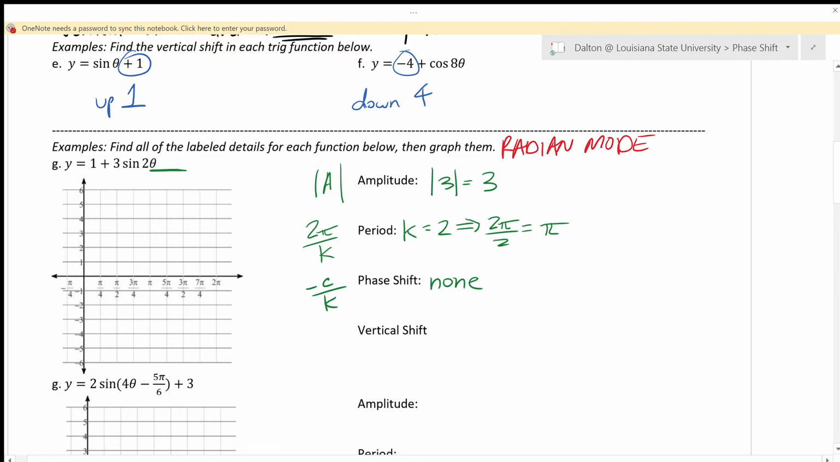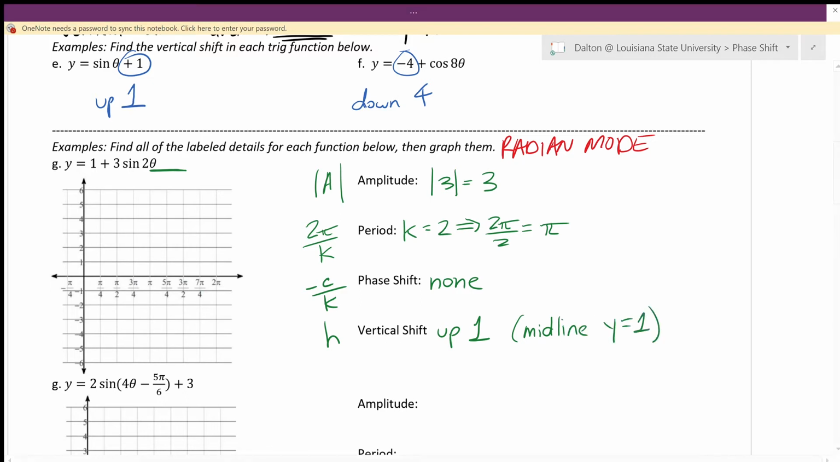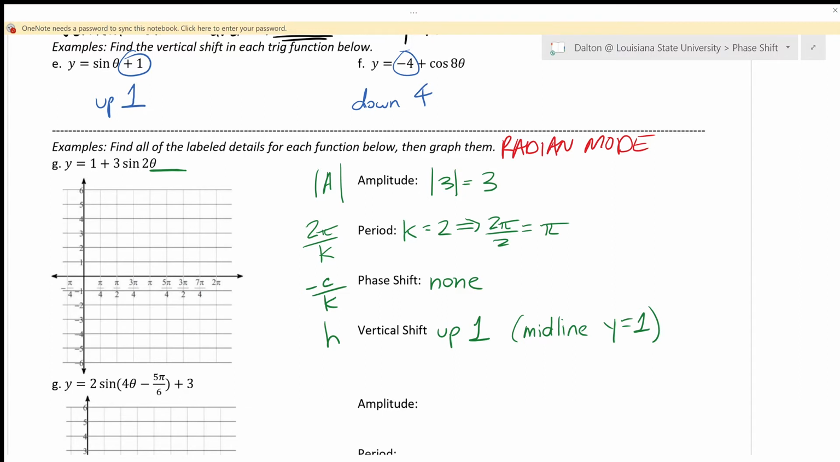And then vertical shift is found by the constant hanging out by itself, which is h, which in this case is 1. And make sure you put direction. Since it's positive, it'll be up 1. Okay, what I want to do with that vertical shift, remember this is also dealing with a midline. So if that midline is at y is equal to 1, what I want you to do is actually graph a line, a horizontal line at that point. So now this is where our curve will be centered around, so to speak.